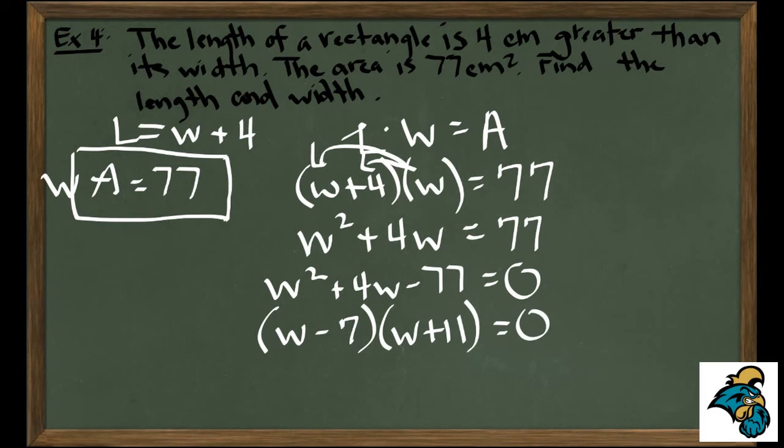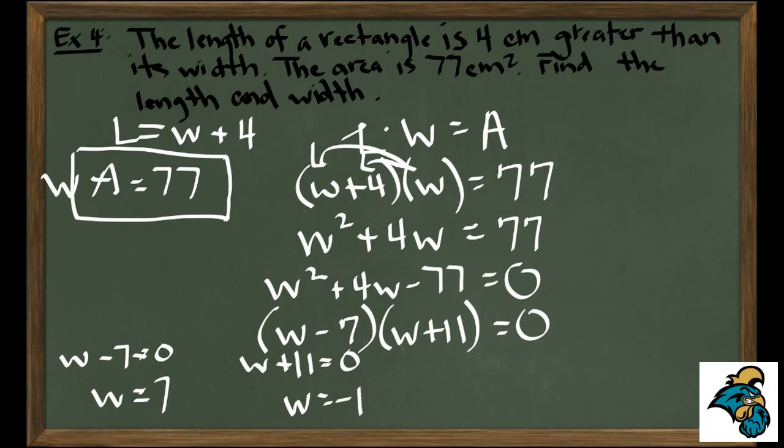When I set each of these equal to 0, W minus 7 equals 0, that gives me W equals 7. Let me fix these equal signs. When I set W plus 11 equal to 0, that gives me W equals negative 11. Well, we already discussed that width cannot be negative, so I know that W is not equal to negative 11, so the width is actually equal to 7. The length is 4 more than that, so the length is equal to 7 plus 4, which is 11.